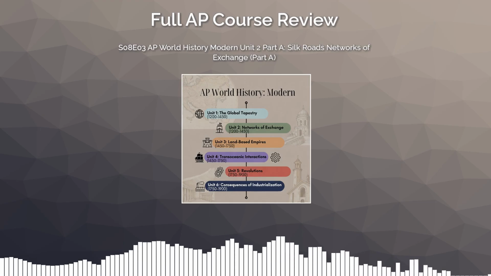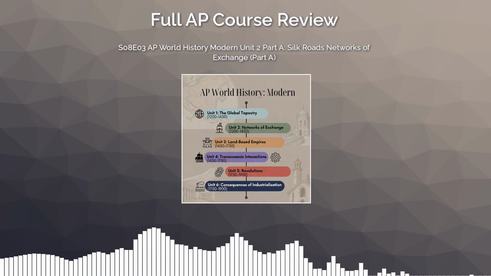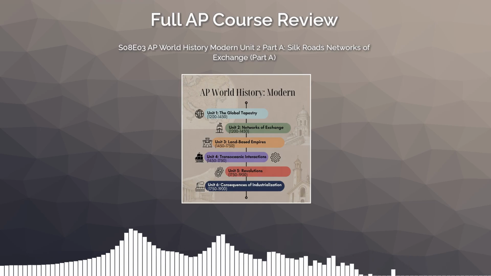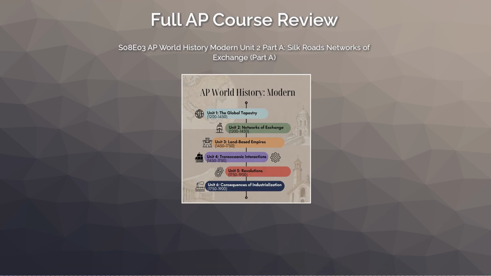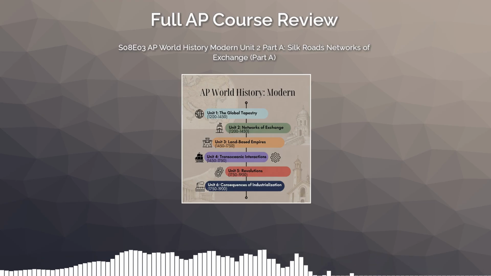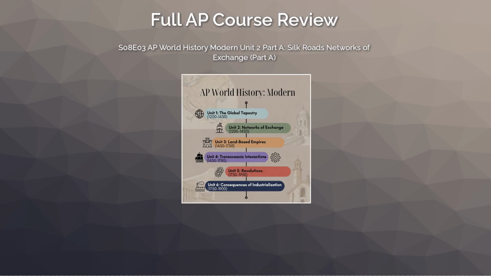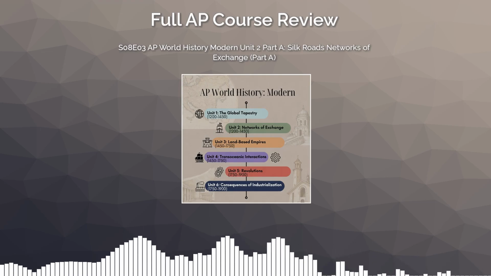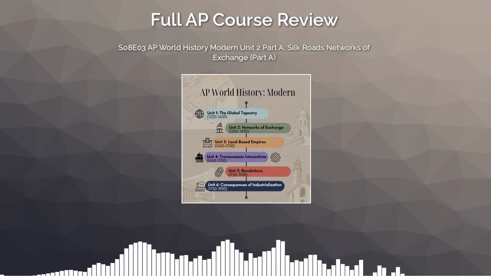The logic of the entrepot. Before we dive into individual cities, you need to lock in one concept that will unlock everything else: the entrepot. An entrepot, and the College Board uses this term, so write it down, is a trading hub where merchants gather to buy, sell, and exchange goods without those goods necessarily being produced locally.